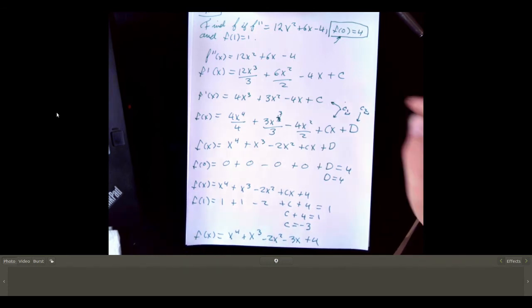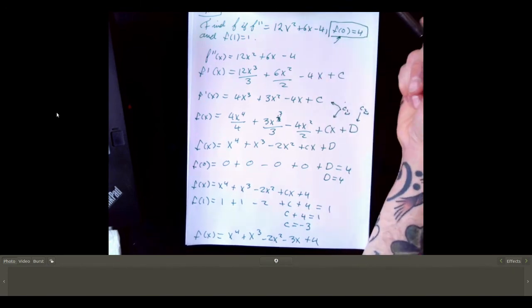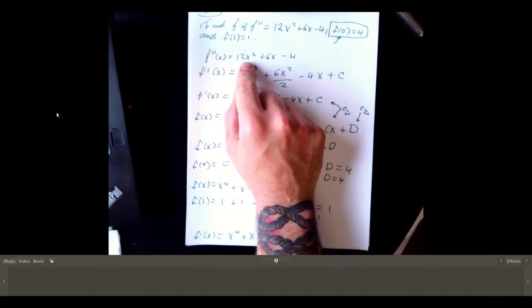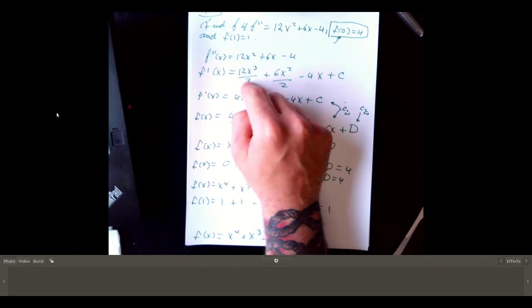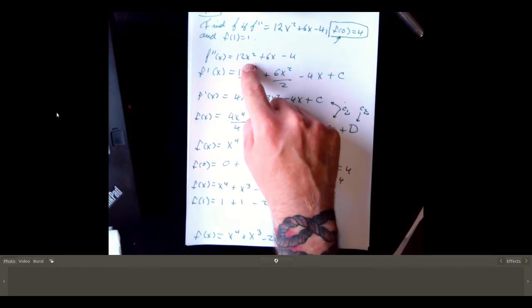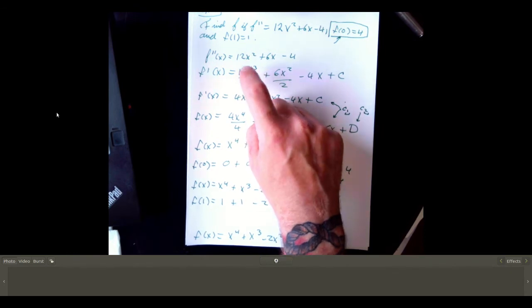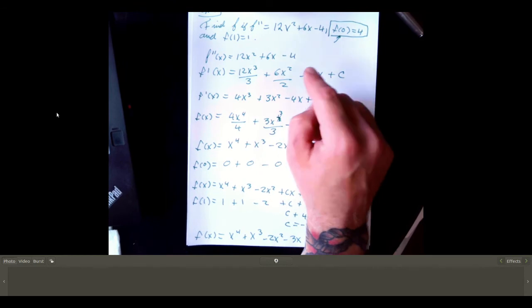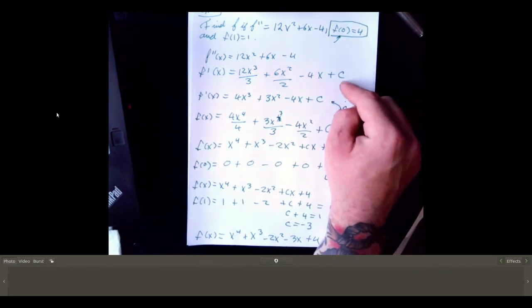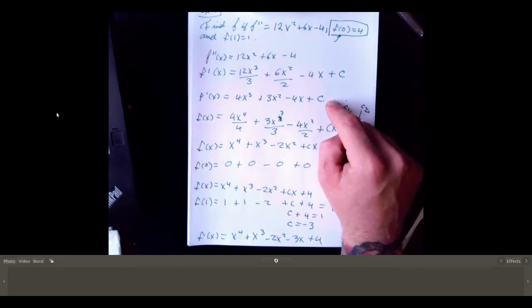So we started off with what we had, and we went term by term. To take the antiderivative of an x to the n, you just add 1 to the exponent and divide by the new exponent. So we went from 12x squared to 12x cubed divided by 3, 6x squared divided by 2, minus 4x. Don't forget to add your constant. Doing some algebra to simplify some things.